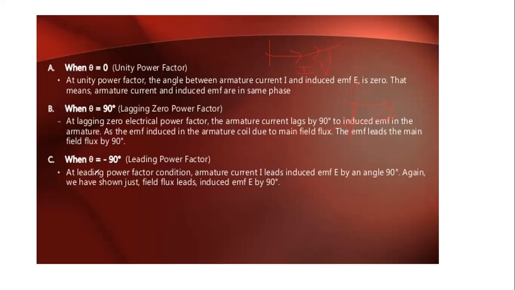And the leading power factor means a capacitor load. At leading power factor condition, the armature current leads the induced EMF E by an angle of 90 degrees. There is an angle difference of 90 degrees. This is also 90 degrees, and this is also 90 degrees. This is the lagging and the leading power factor vector diagram.